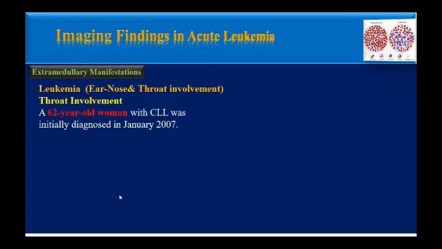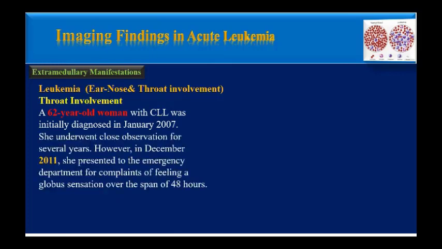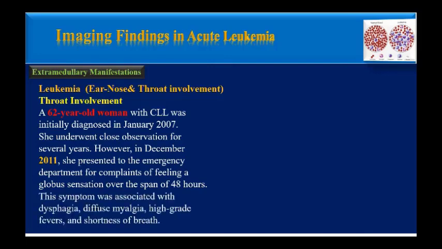A 62-year-old woman with CLL was initially diagnosed in 2007. She underwent close observation for several years. However, in 2011, she presented to the emergency department with complaints of a globus sensation over the span of 48 hours. This symptom was associated with dysphagia, diffuse myalgia, high-grade fevers, and shortness of breath.